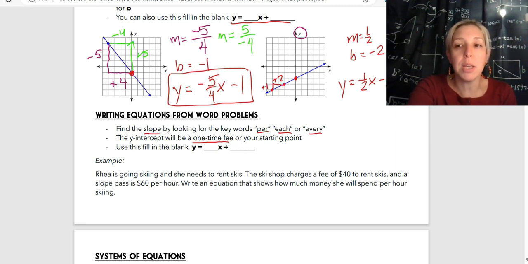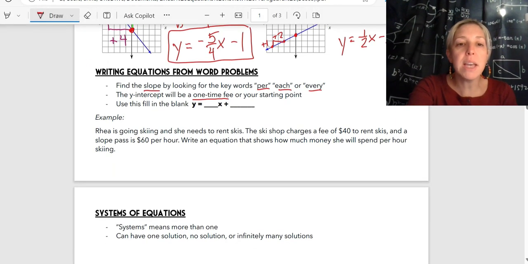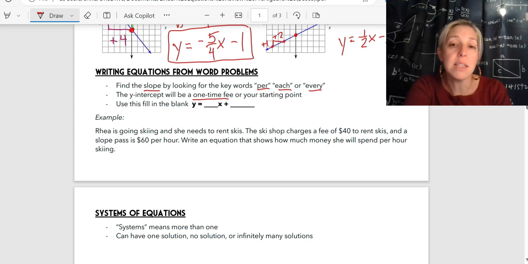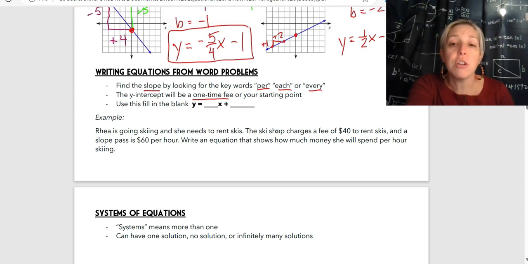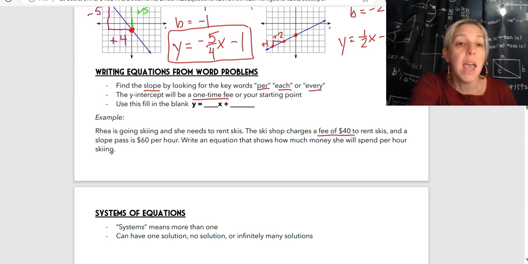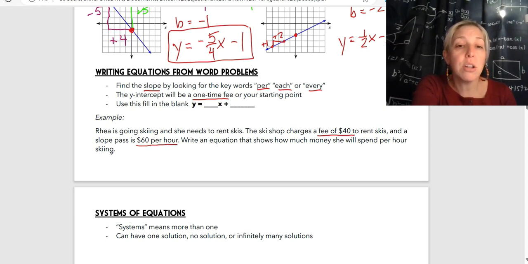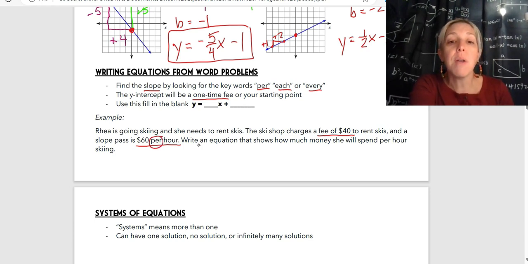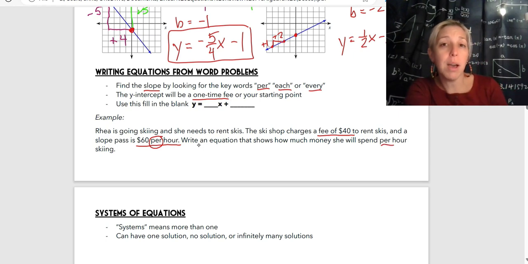So I've got an example here about skiing. Rhea is going skiing and she needs to rent skis. The ski shop charges a fee of $40 to rent skis, and a slope pass is $60 per hour. There's our clue. So write an equation that shows how much money she will spend per hour skiing. Almost every single word problem you have with linear equations is going to give you two numbers. You just have to figure out which one is slope, which one is the y-intercept.